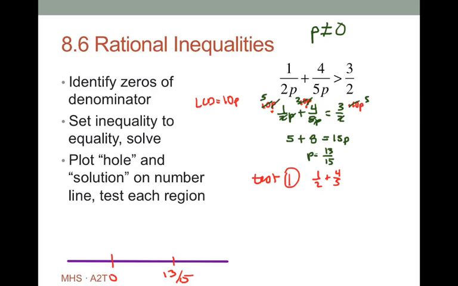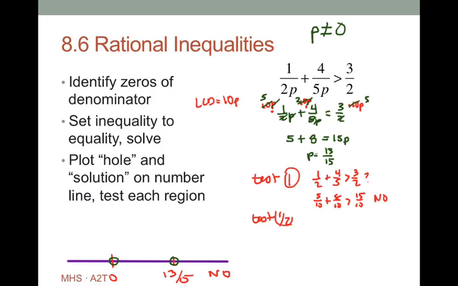Now we need to test some values to see what's happening in the regions around them. So we start by testing 1. When we do that, we get 5/10 and 8/10, which is 13/10. That is not greater than 15/10, so the answer is no for the region near where the 1 is.